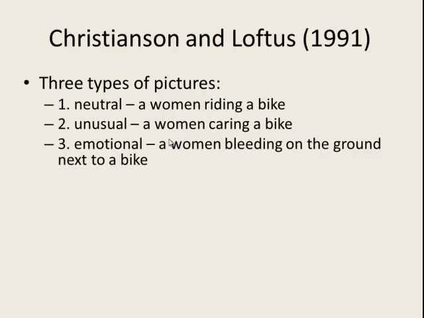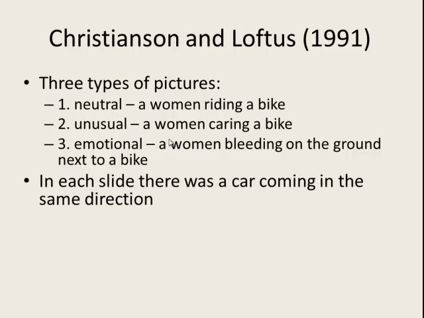Let's look at another experiment by Christianson and Loftus. Okay, here's what they did to their participants. They showed them 3 types of pictures. This is 3 groups. In one picture, there was a neutral picture, didn't mean anything. A woman was riding her bike. It's no big deal. Right in the middle, a woman riding her bike, neutral. Another one was a woman carrying a bike. Well, that's kind of unusual. Doesn't mean women can't carry bikes. It's just not something you see every day. And then one with emotional. Now here, there's a bike, there's a woman, but the woman is on the ground bleeding next to the bike. Oh, that has a lot of emotions to it.